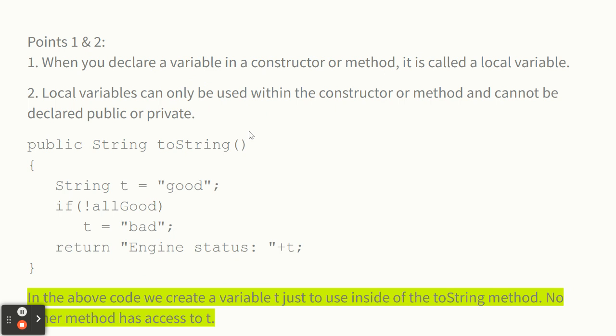So points 1 and 2. Right here, I'm declaring a variable t inside of a method. That's a local variable. So I'm just setting up a variable, putting good in it, and then if it's not good, I change it to bad, and then on the return, I just return engine status, either good or bad. So this is all good. There's no error to this. But this variable t is not accessible anywhere else in the class. Like if I had another method that wanted to know if it was good or bad, you can't use that t variable in there. It doesn't exist. This variable only exists in the toString.